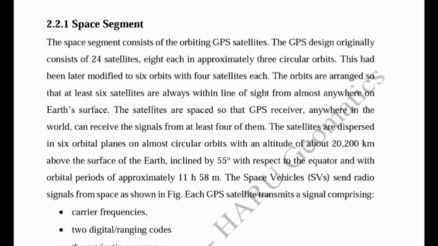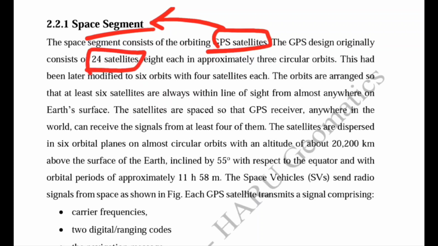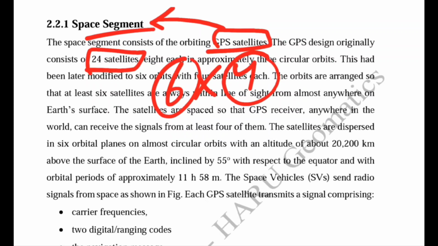So today we are discussing the GPS, Global Positioning System, which was developed by the US. The GPS satellites orbiting in space come under the space segment, and the space segment has a total of 24 satellites. This is the combination of 6 into 4, meaning 6 orbits and 4 satellites in each orbit, so equal to 24.